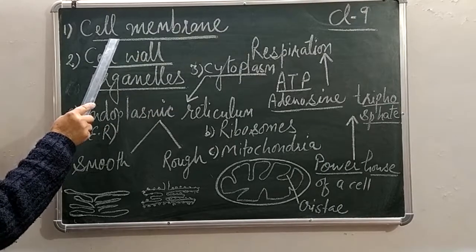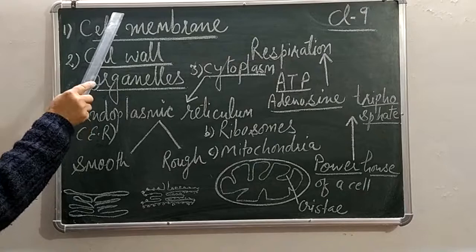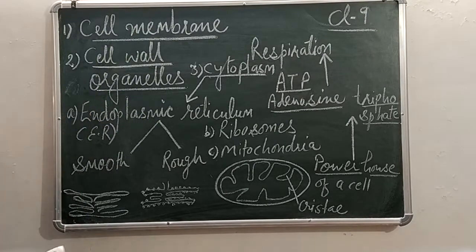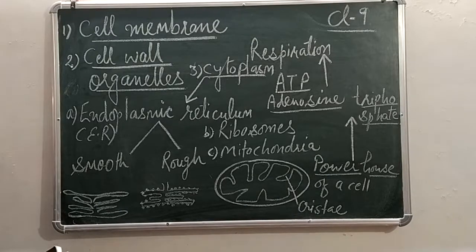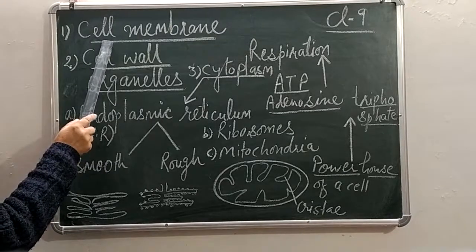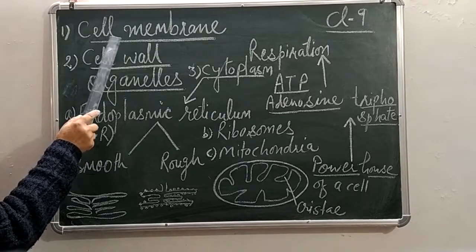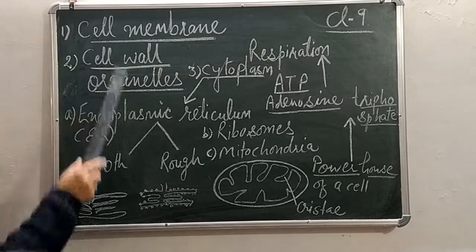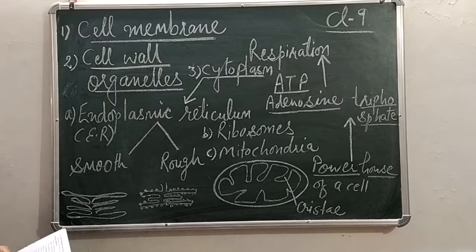And for this it has fine pores through which the substances move in or out. Another thing, what is it made up of? That is the structural point. The cell membrane is made up of lipids and proteins, and that is why it is made up of lipoproteins. The third point, as I have already told you, is that it is called a selectively permeable membrane.